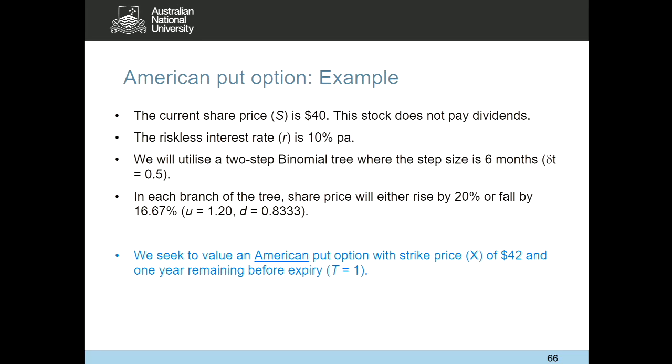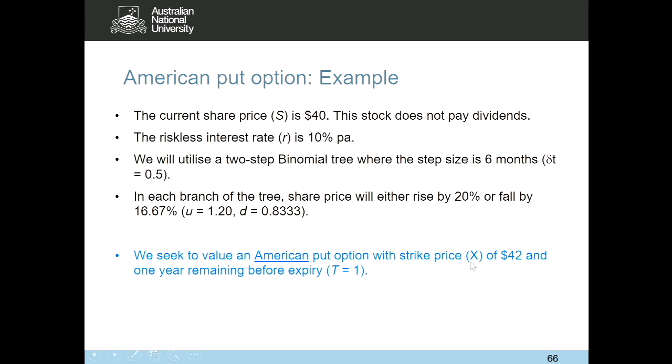Okay, so let's have a look at this question here. The current share price is 40, and the stock does not pay dividends. The risk-free rate is 10%, and we're going to have a two-step binomial tree, and each step takes 6 months. In each branch of the tree, the share price can either go up by 20%, or fall by 16.67%.